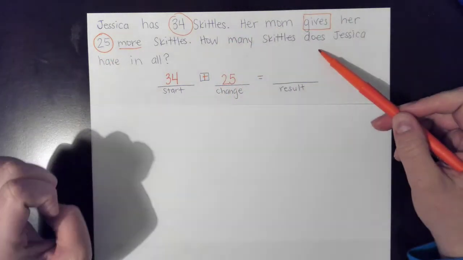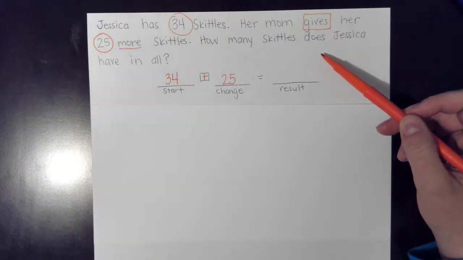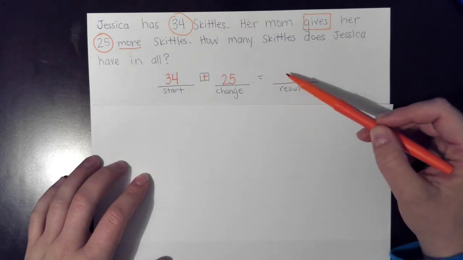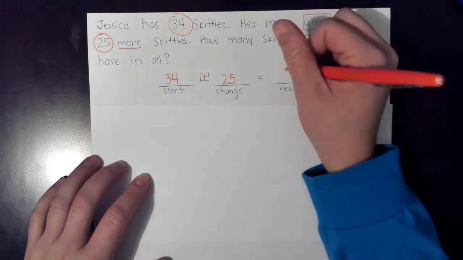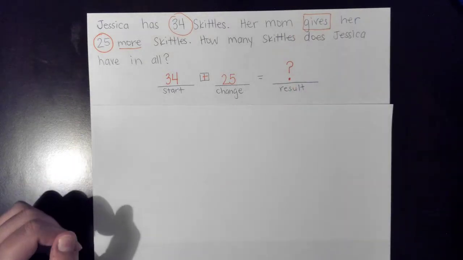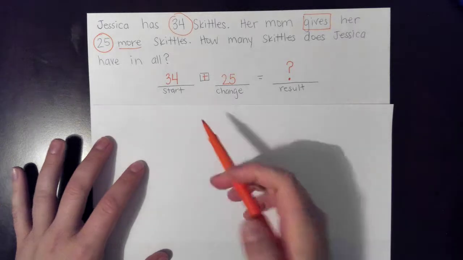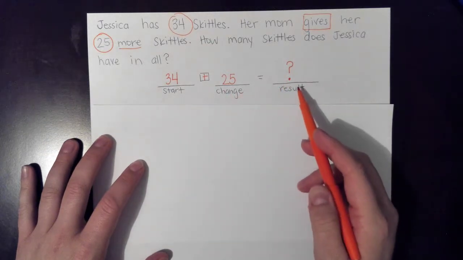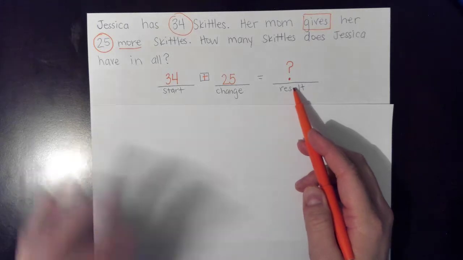Well, then it says, how many Skittles does Jessica have in all? This is what I don't know. I don't know her result, what her total is at the end of how many Skittles she has altogether. So I'm going to put a symbol there. I'm going to put a question mark. So I know that's what I don't know. And I need to figure out, in this case, 34 plus 25 equals something. I don't know what yet, but it's something.